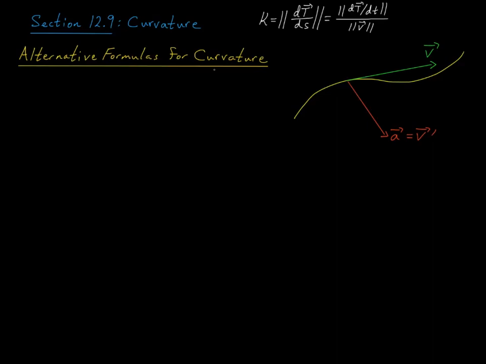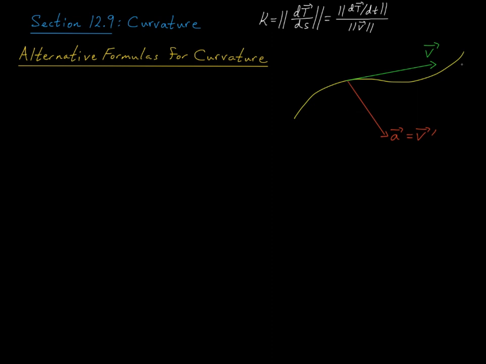Alright, in the last video we computed the curvature for a few different paths using this second expression for curvature that you see here. This is the magnitude of the derivative of the unit tangent vector with respect to time divided by the magnitude of the velocity vector. But as it turns out, this expression can be a mess computationally, at least for certain vector functions, and so in this video we're going to derive some alternative formulas for curvature that will make things easier in some instances.